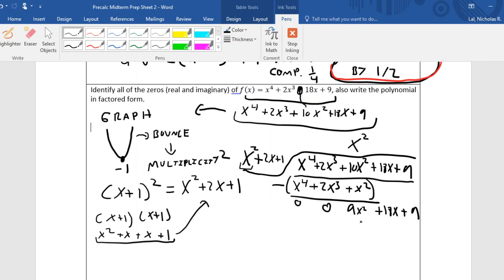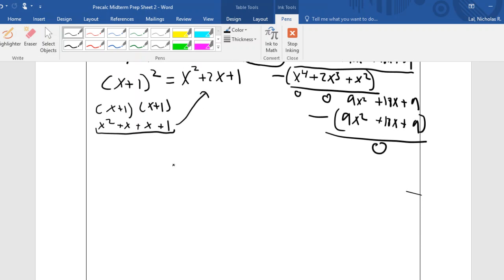Now, once again, I try to cancel the leading coefficient. What times x squared equals 9x squared? So I have x squared plus 9. 9 times x squared is 9x squared, 9 times 2x is 18x, and 9 times 1 is 9. I group this in parentheses. It cancels out, and the remainder is 0. So that's the remainder. Now what's my quotient? My quotient is x squared plus 9, and I need to have this factored out.